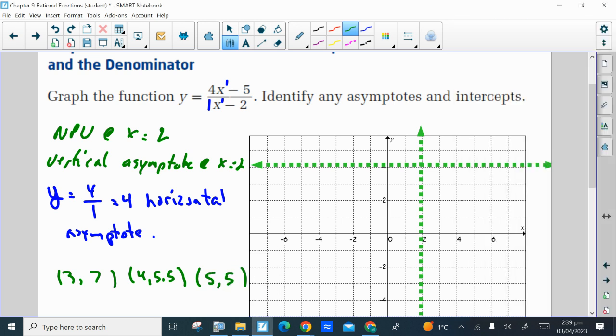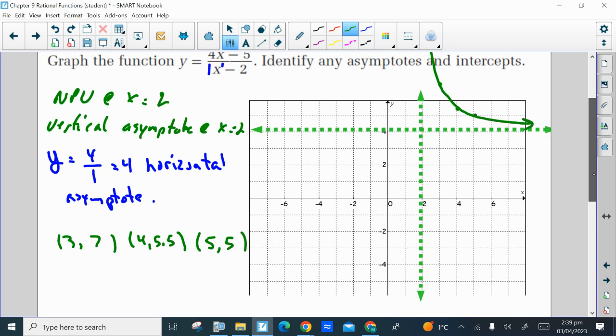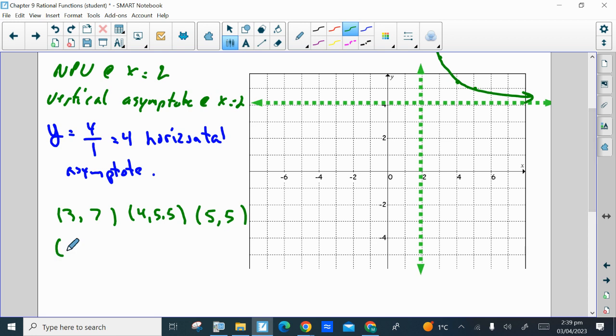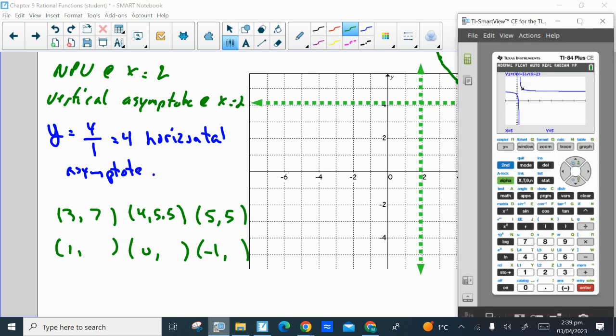So I've got the point 3 comma 7, which is approximately there, 4 comma 5.5, which is approximately there, and 5 comma 5. So this gives us one arm or one branch of the graph. And now I'll choose values to the left of 2. So I might choose 1, I might choose 0, and I might choose -1. So again, you can take these values and plug them into the equation, or you can use the graph.